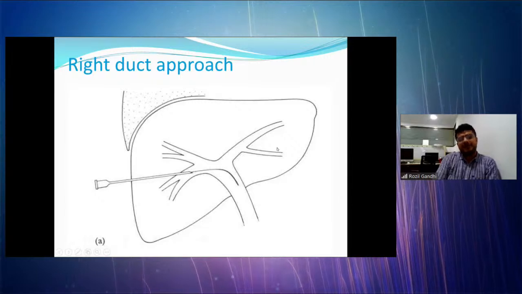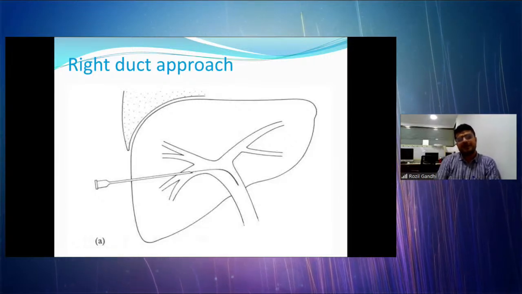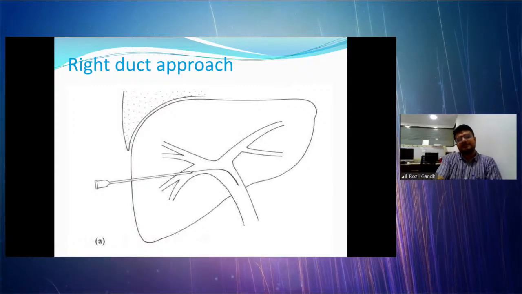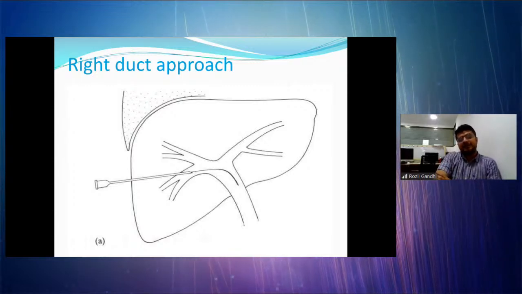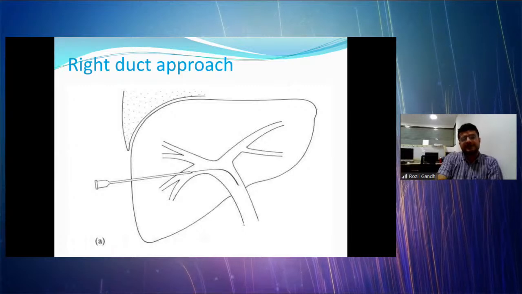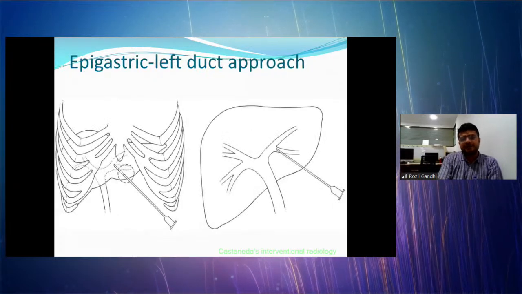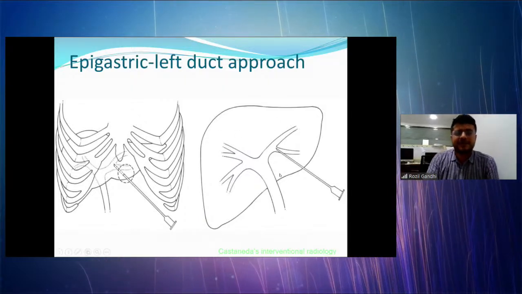So we have multiple approaches for PTBD in distal CBD obstruction. We have the right duct and left duct approach. The right duct approach is easier and safer than the left duct. And in the right duct approach, there is less radiation to the operator. That is an added advantage. This is a left duct approach. But all these approaches are age old.